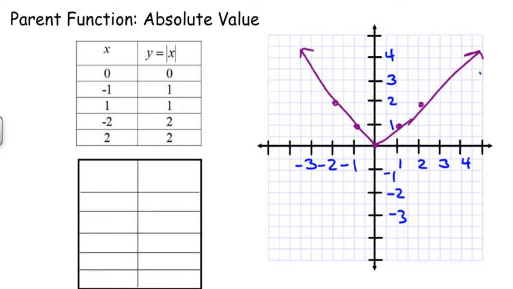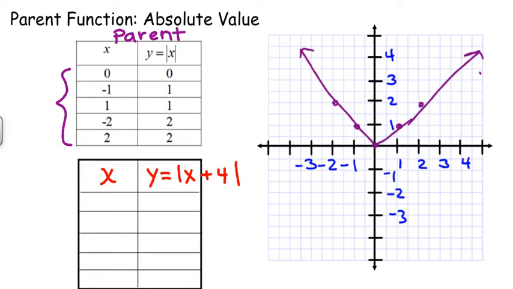I graphed our parent already in the purple. And we're graphing an absolute value parent. So the absolute value parent equation is y equals the absolute value of x. And here are all our ordered pairs, and then we've graphed them out in the purple. Now we're going to go ahead and do a transformation. So we have our x, and now I'm going to say y equals the absolute value of x, and let's say plus 4. So what's inside the absolute value? This is a plus c.